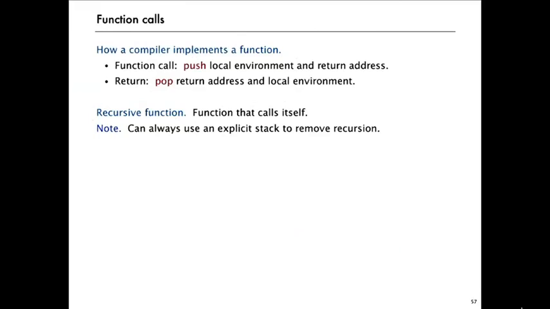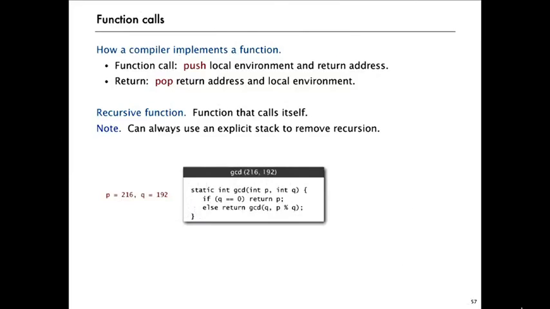So the way that compilers implement functions is using stacks. When there's a function call, the whole local environment is pushed, along with the return address, and then the function return is to pop the return address and the local environment. There's a stack there that contains all that information, and whether the function calls itself or not is not relevant. The stack contains the recursion. In fact, you can always use an explicit stack to make a recursive program non-recursive.